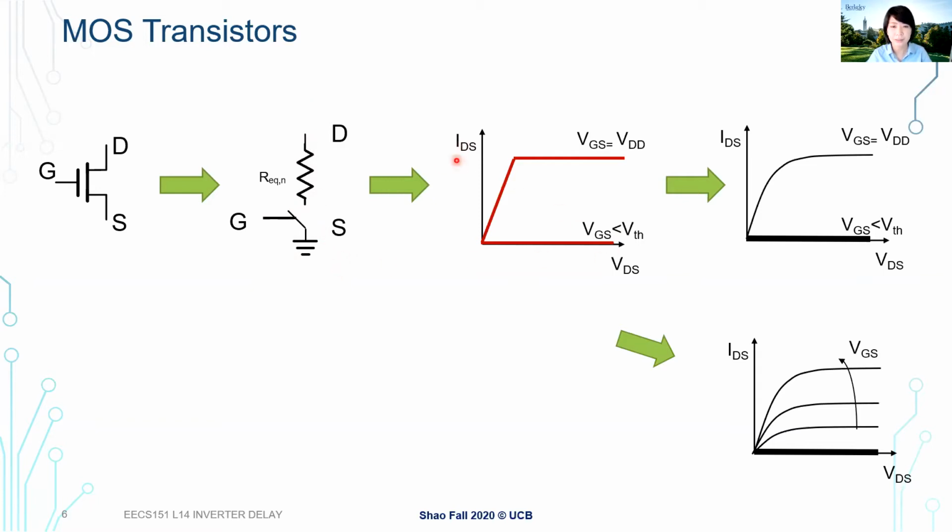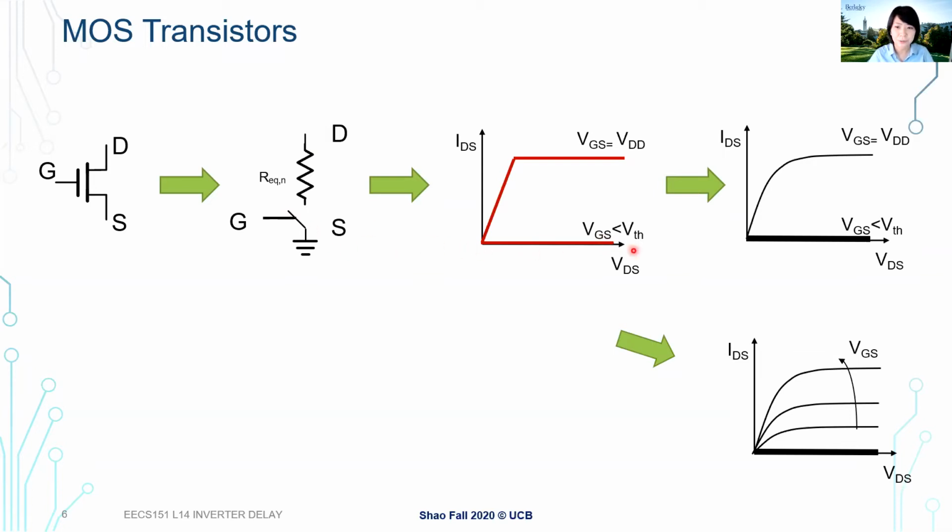So if we look at the current and voltage characteristic here, the current flowing from drain to source, and also the voltage between drain and the source, right? What we mentioned earlier, if the gate voltage is less than threshold, the switch is not connected, so there's no current flowing through. So that's the first part, the off part. Our switch is off when the gate voltage is less than the threshold voltage.